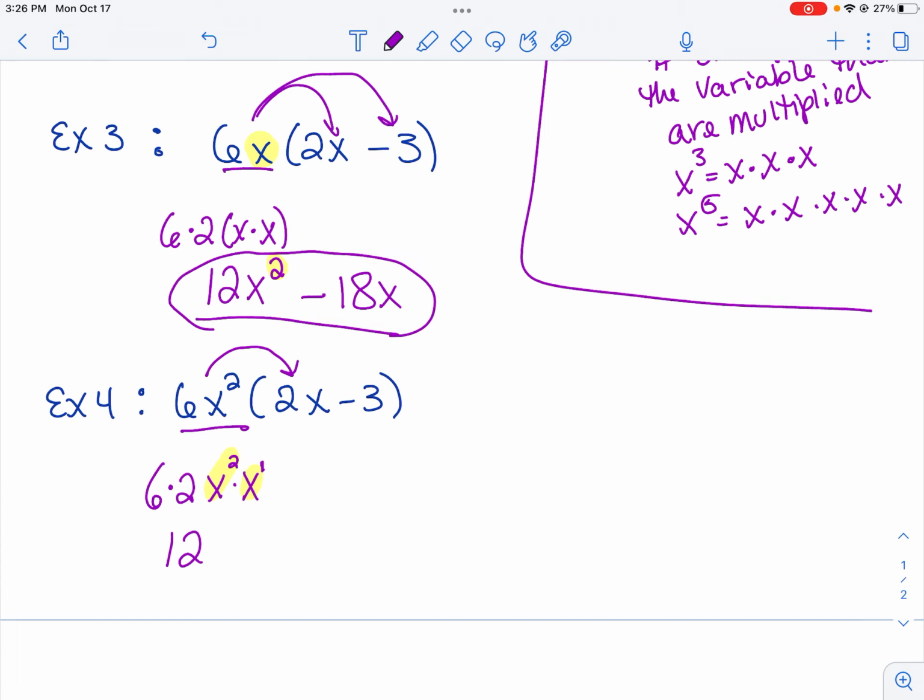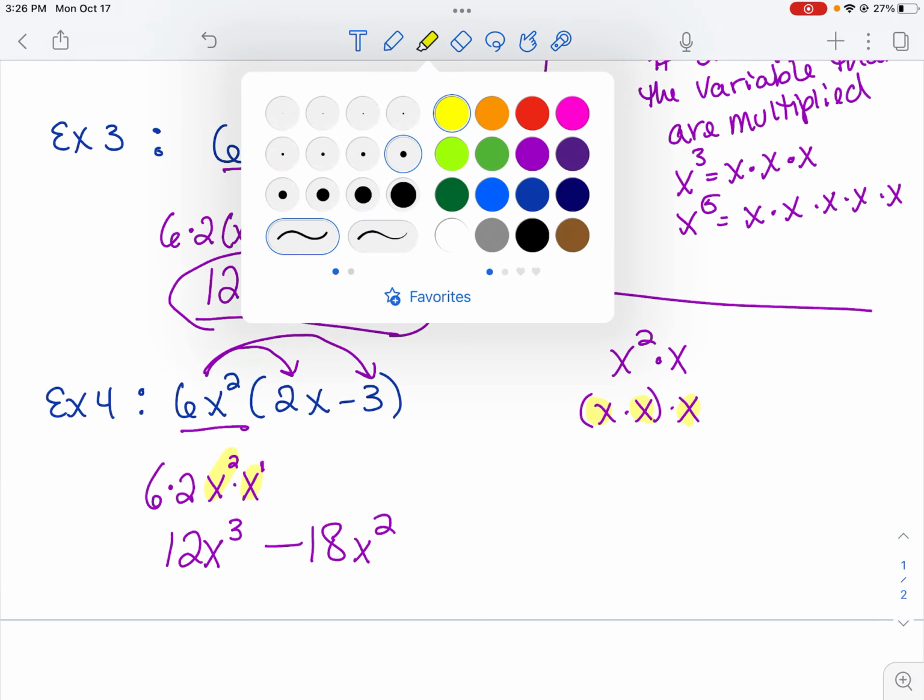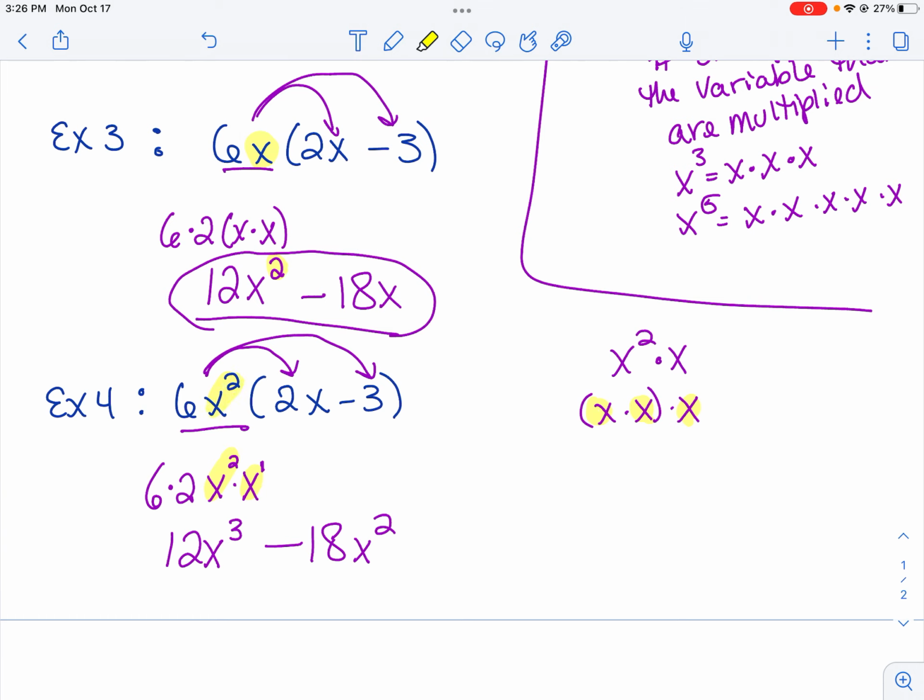So x squared times x is x times x times x. So that's really 1, 2, 3 copies of x. So this should be x to the 3rd power. Okay, so 6x squared times 2x is 12x to the 3rd. And then 6x squared times negative 3 is negative 18x to the 2nd. That exponent doesn't change when we're not multiplying it by another variable, okay? This would be my simplified answer because, again, they don't have the same exponent, so I can't combine them. X cubed and x squared are different things, okay?